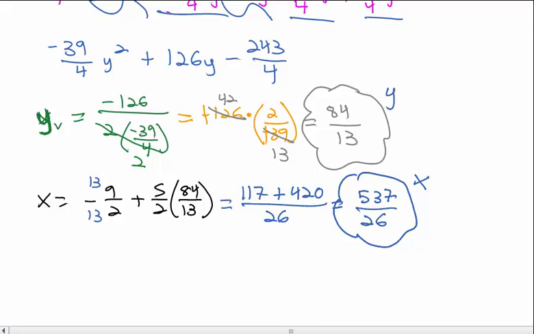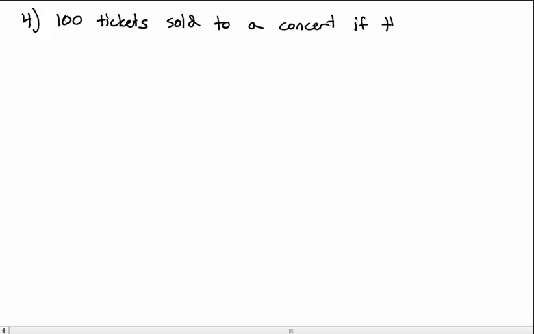I want to look at one more example before we wrap up here, though, going back to real applications. Let's say we've got 100 tickets sold to a concert, if the cost is $3 per ticket.